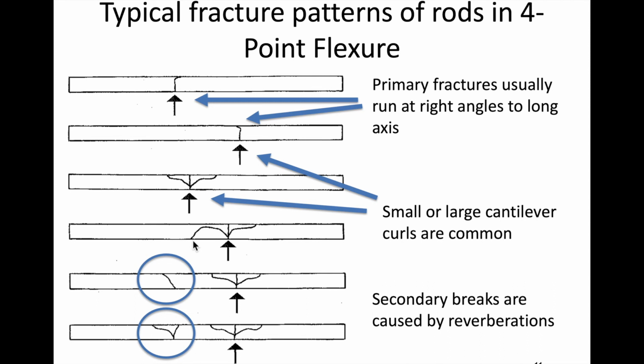Sometimes it even curls back down like this to get a secondary fracture. If there's enough force, you can actually initiate a secondary break from the reverberations when the sample fractures. These are also valid. Nothing wrong with these secondary breaks, but this is caused by reverberations in the glass. So these are all valid tests. When you're looking at your own samples, these are typical, and these are just variations of what can happen.